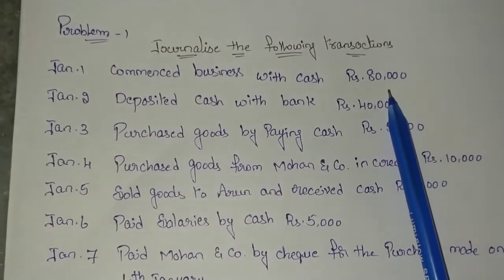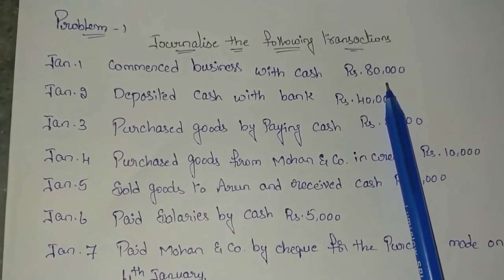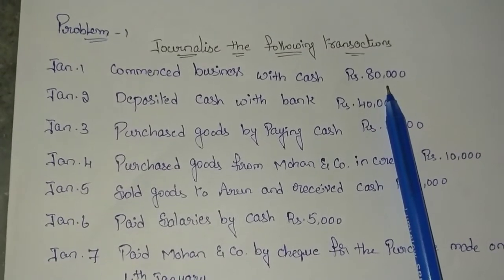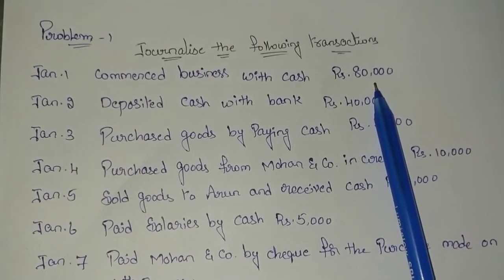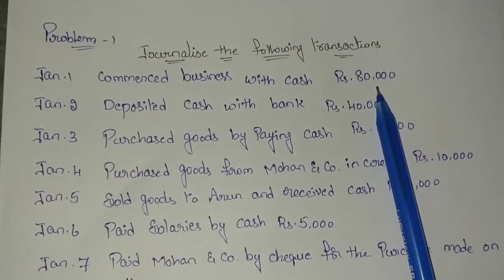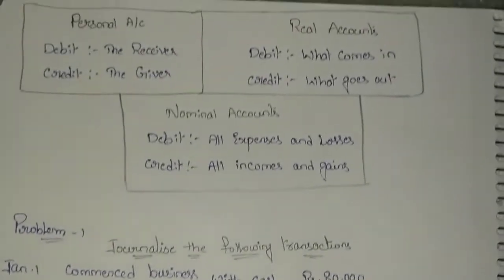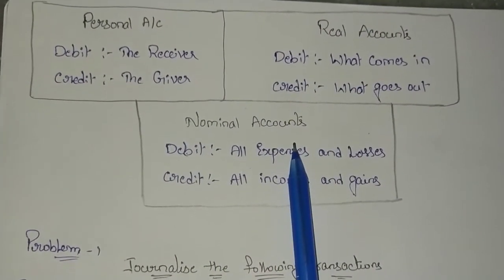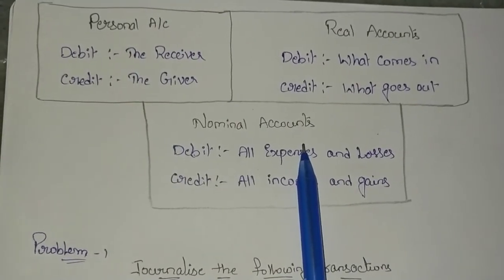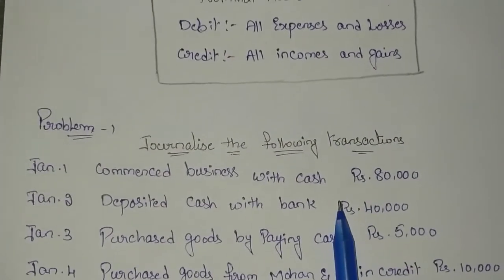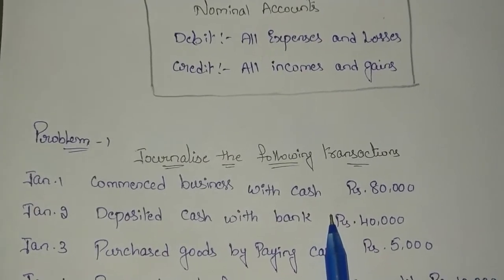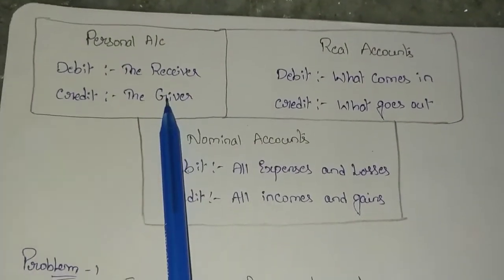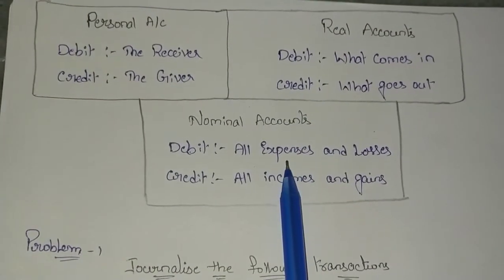So each and every transaction according to double entry system, we should go for having two entries, debit entry and credit entry. And how we will go for making those debit entry, credit entry means based on the classification of the accounts, that is personal account, real account and nominal account. We will be having three types of accounts. So first, whatever the transactions you are having, these transactions should be identified whether the transaction is related to personal account or real account or nominal account.